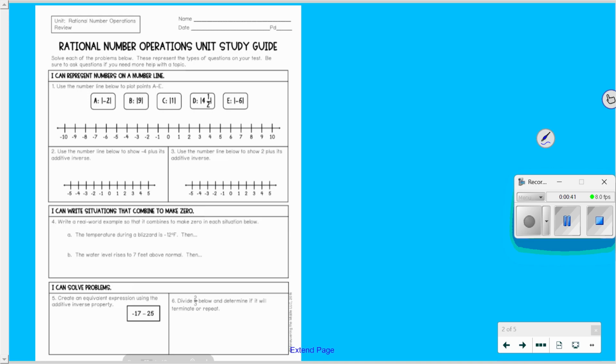Okay, our first one, use the number line below to plot the points A through E. Remember, when we're plotting points, I put the dot directly on the line, then the point goes directly above it. The absolute value of -2 is 2, so A is going to go right here. The absolute value of 9 is 9, so B is going to go right here. The absolute value of 1 is 1, so C is going to go right here. The absolute value of 4.5 is 4.5, so that one's going to go right in between the 4 and the 5. And the absolute value of -6 is 6, so E would go here.